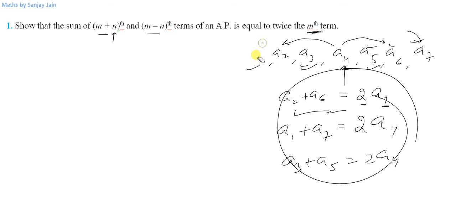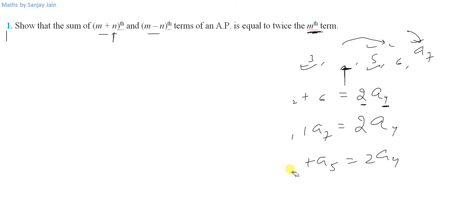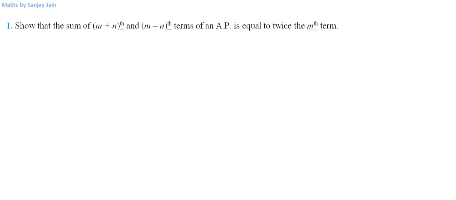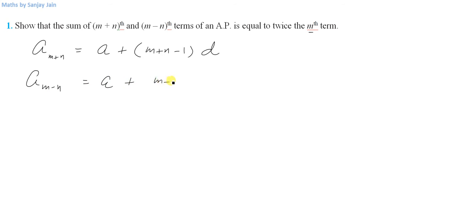Let us show it mathematically. That sum of m plus nth term and m minus nth terms of an AP is equal to twice the mth term. So what is m plus nth term of an AP? First term plus m plus n minus 1 into the common difference. What is m minus nth term? First term plus m minus n minus 1 into the common difference. What is the mth term?